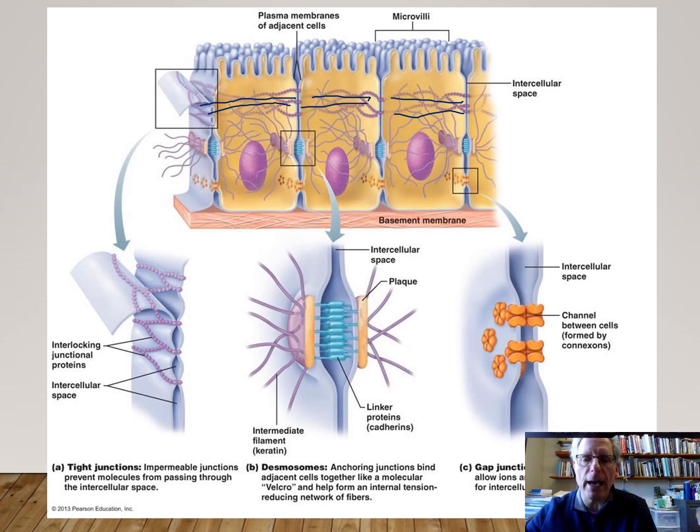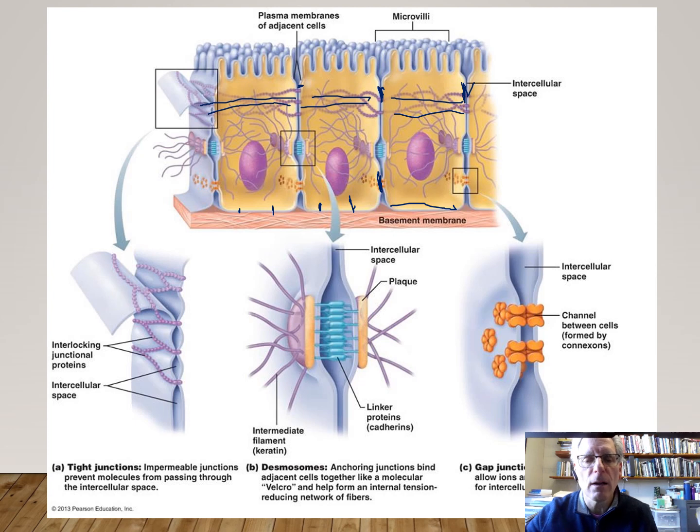Now, at the basolateral membranes, if these are the apical membranes up here, these would be your adherens junctions here, and these would be your tight junctions up here. Down here, cells adhere together and then they adhere to basement membranes.